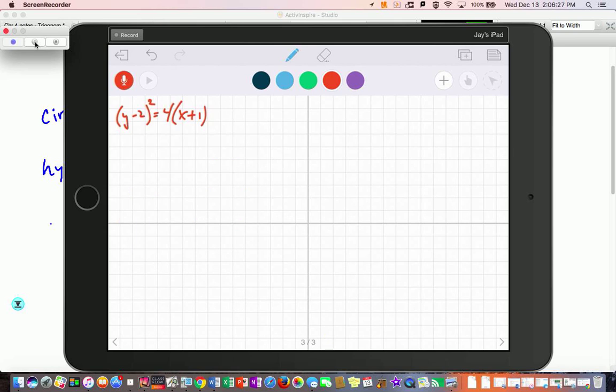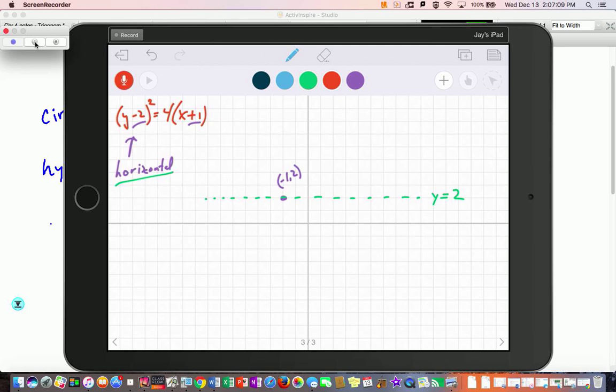So I copy that to the other page. Now, one of the things is when y is being squared, this is a horizontal parabola. So my vertex, go to the x first, negative 1, 2. So my vertex is at negative 1, 2. That tells me, because it's horizontal, that the axis of symmetry will be running this way, and that's at y equals 2.